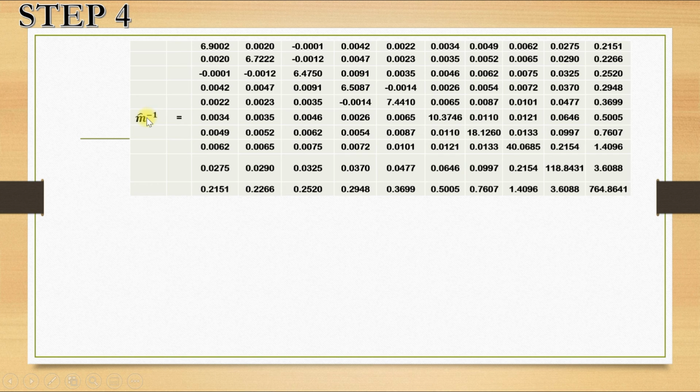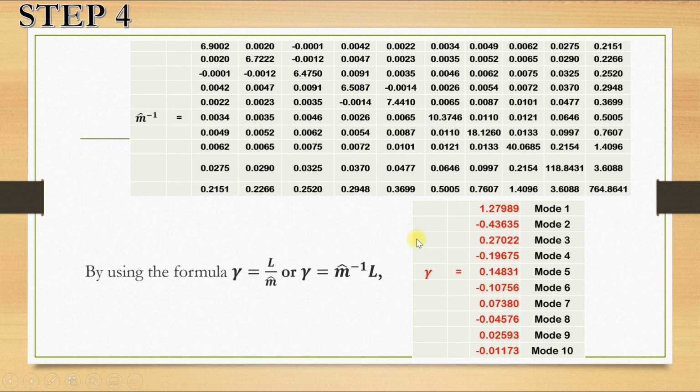M hat inverse of this M hat, ito yung value niya sa matrix. So using the formula kanina, ito na yung final answer natin for the values of the gamma or the values of the modal participation factor. So mode 1, we have 1.27989. For mode 2, negative 0.43635. So hanggang dito kay mode 10, which is negative 0.01173.